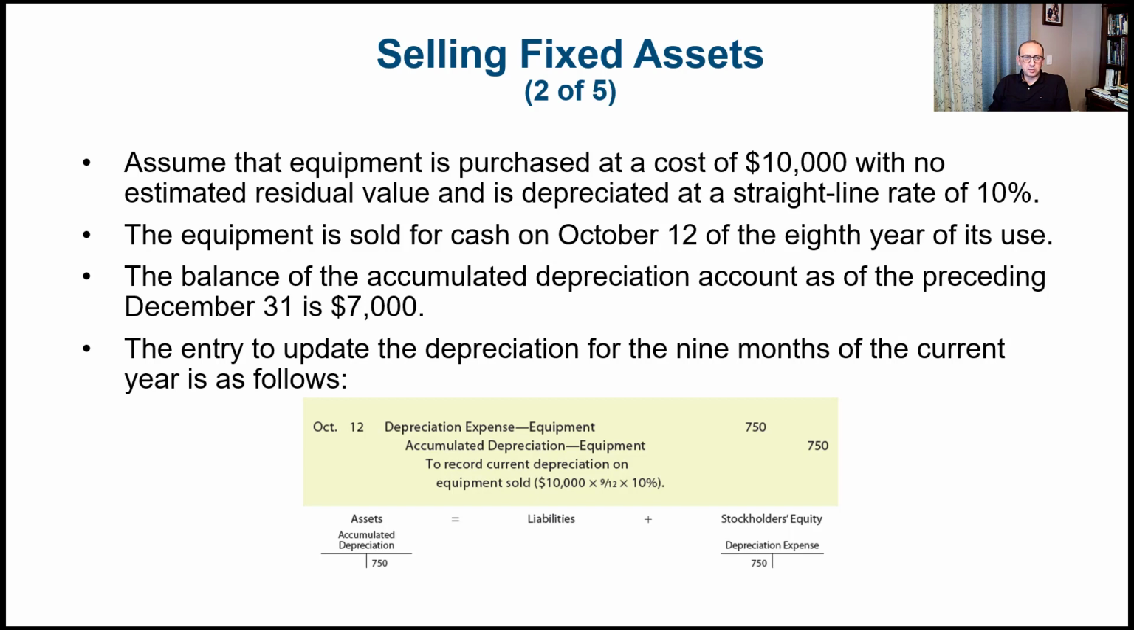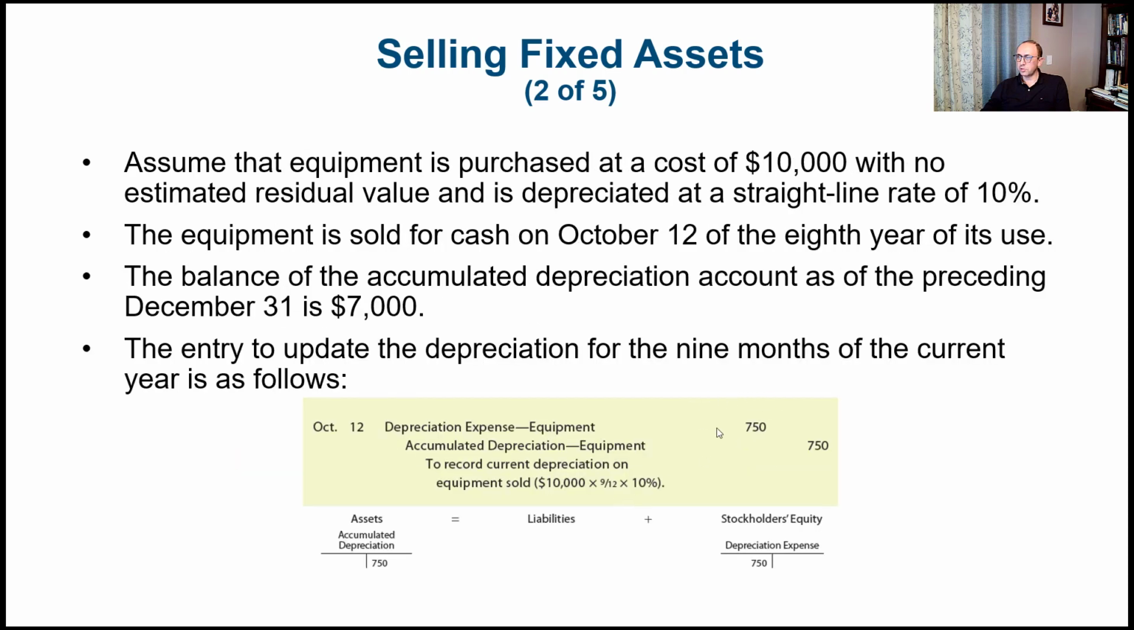So the entry to update the depreciation for the 9 months would be as follows. So first we need to update the depreciation by debiting depreciation expense and crediting accumulated depreciation for the equipment by getting the 10,000 multiplied by 10% multiplied by 9 over 12. And why it's 9 over 12? Because we're calculating from January till September 30th. Since this is before October 15th, we don't count October. So we end on September 30th. So in this case, we're multiplying only by 9 over 12.